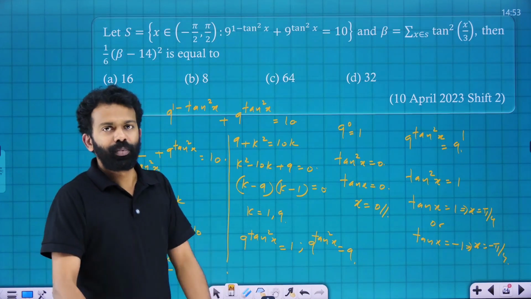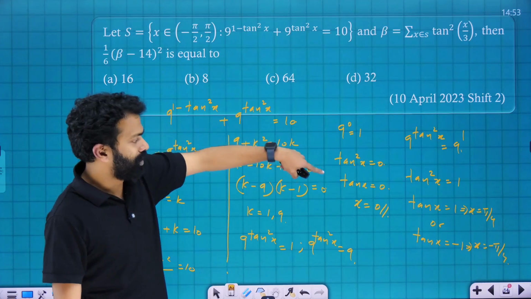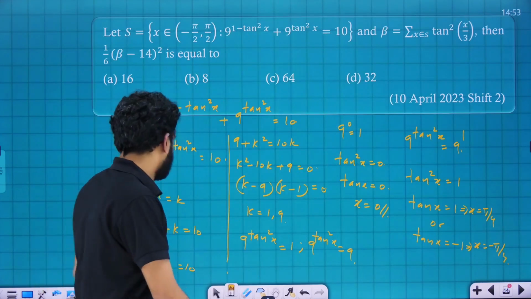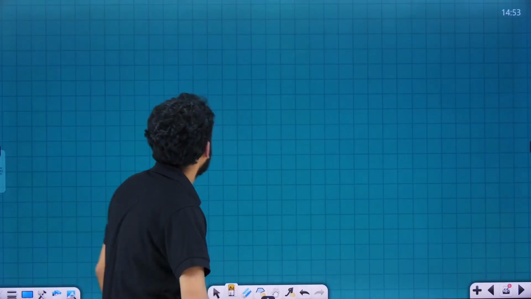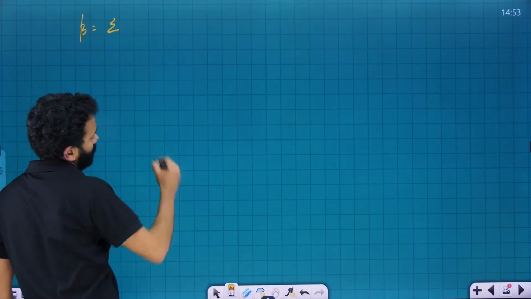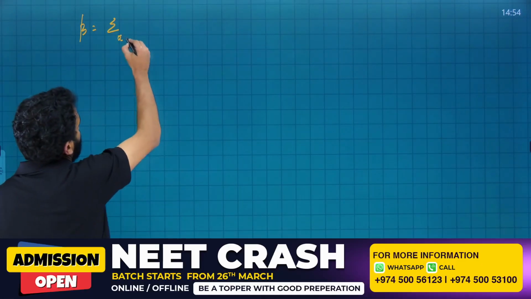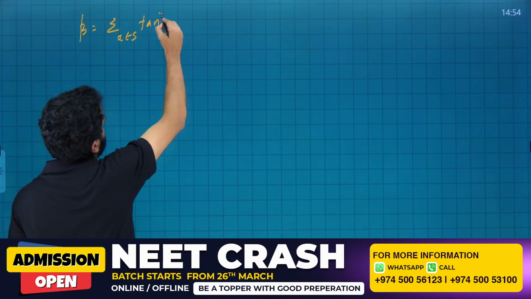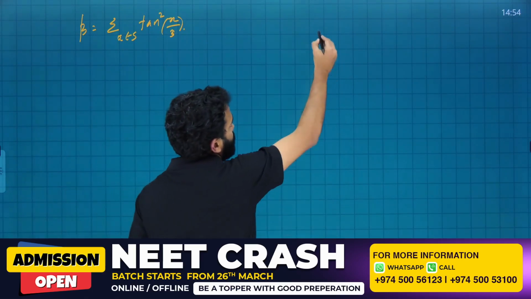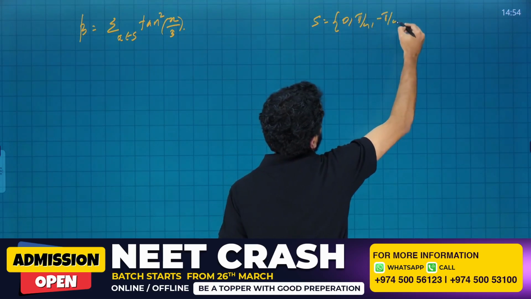Now, the first part is over. We got the set S, that is 0, minus pi by 4 and pi by 4. Now, using that set, we need to find beta. Second phase. Therefore, what is beta? Beta is equal to sigma over x element of S of tan square x by 3. We know that S is equal to {0, pi by 4, minus pi by 4}.